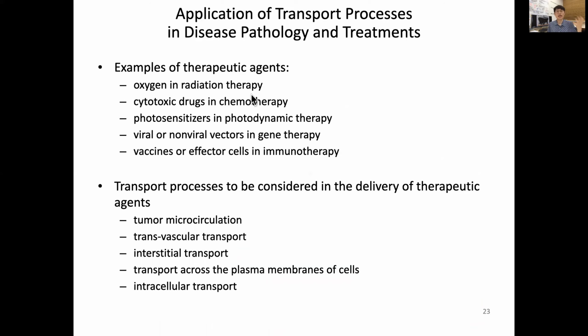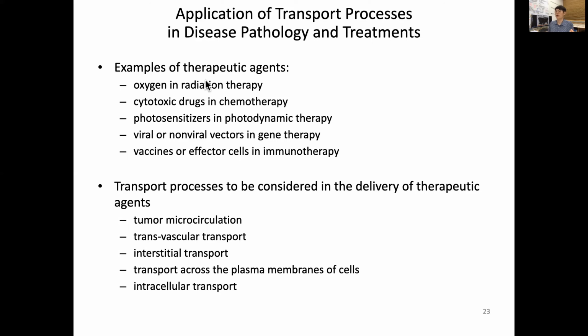For example, radiation therapy requires oxygen for generating reactive oxygen species to kill the tumor cells. The problem, as you saw previously, is that some part of the tumor may not be well perfused. That means oxygen delivery is not good enough in that area, such that even radiation therapy may not be effective in that poorly perfused part. So it becomes a problem. And in chemotherapy, we use cytotoxic drugs, which target proliferating tumor. But if the drug cannot get into the tumor properly, that's a problem.